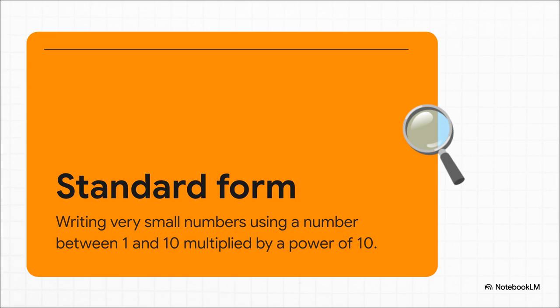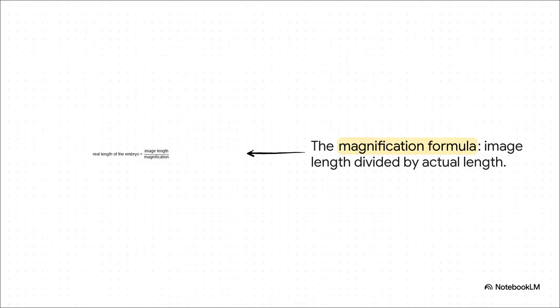So scientists use this brilliant shortcut called standard form. It's really just a way of writing very small numbers easily by keeping the main number between 1 and 10 and then multiplying it by a power of 10. So that tiny cholera cell, it's way easier to write as 1.5 times 10 to the power of -3. It's essentially scientific shorthand.